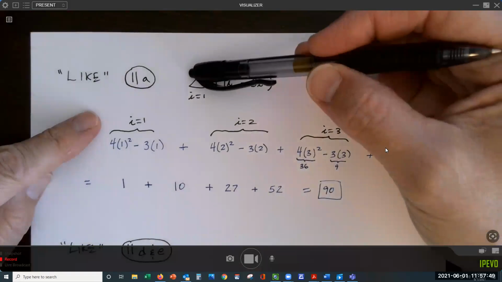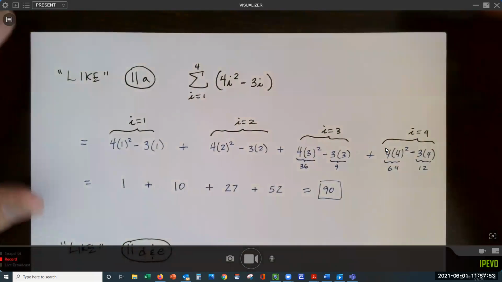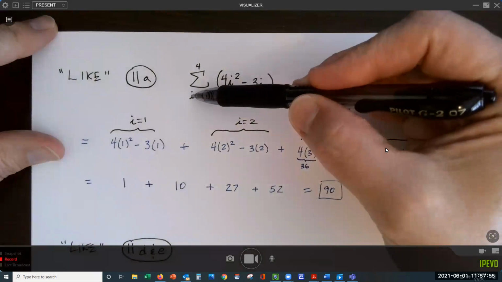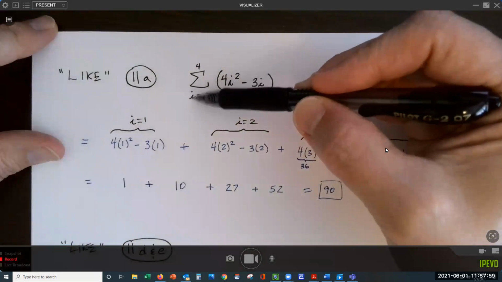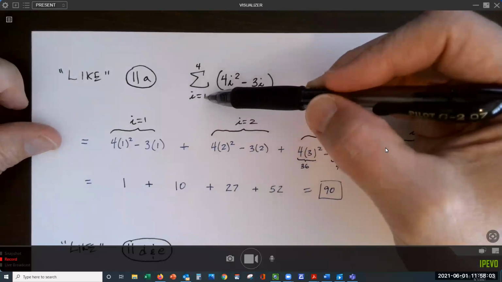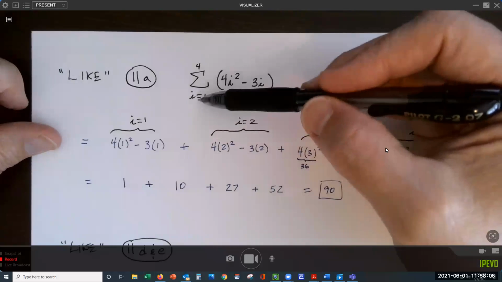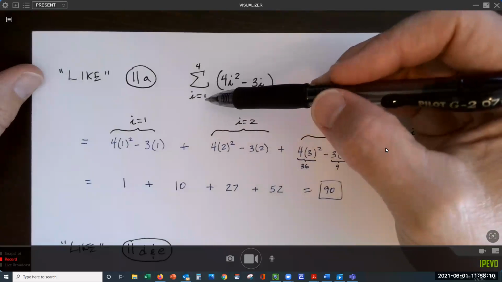This is a Greek letter capital sigma, which stands for sum. And we're summing from i equal 1 to 4. So i is the index. It's a variable, but we called it index. And so it starts at 1, ends at 4. The increment is always one unit, one value.